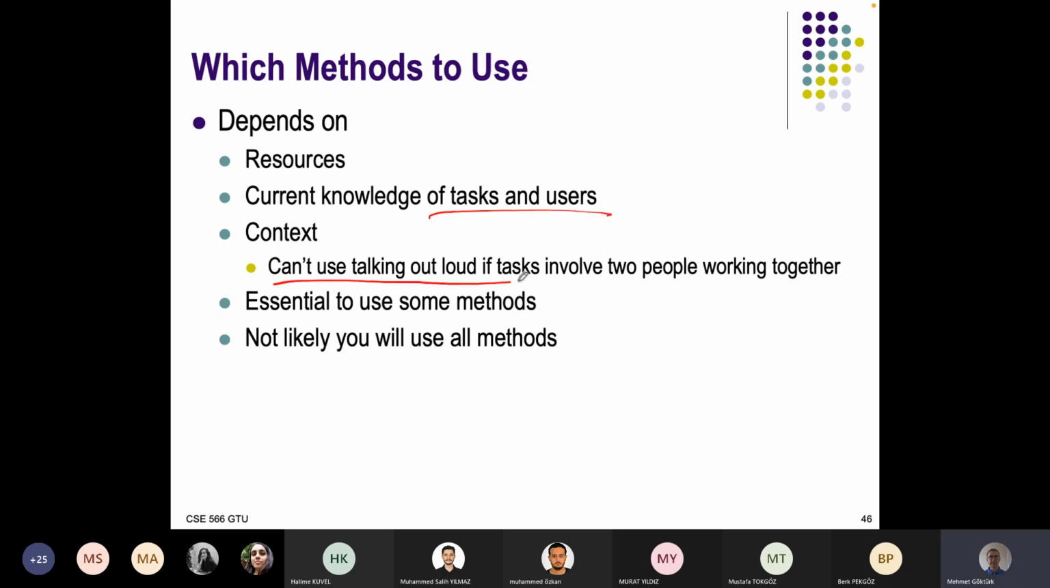For example, if tasks involve two people working together, how can thinking out loud be used? How do you define it? It cannot be used. So only one person tasks are suitable for thinking out loud. Or sometimes you cannot take video, such as in banks. In banking screens, you cannot take video, because there is sensitive data.